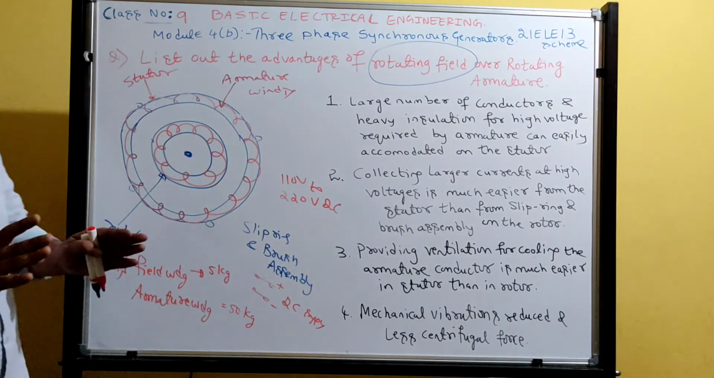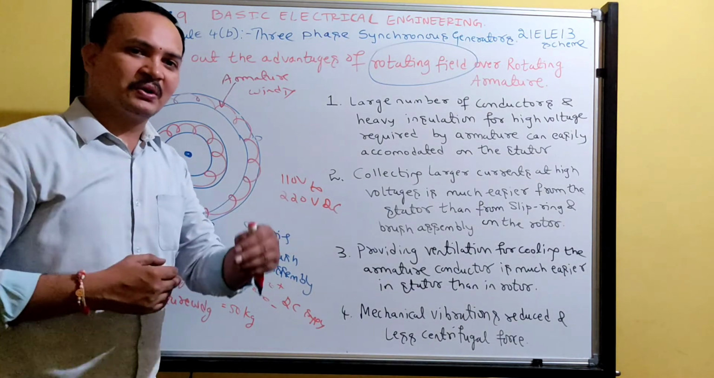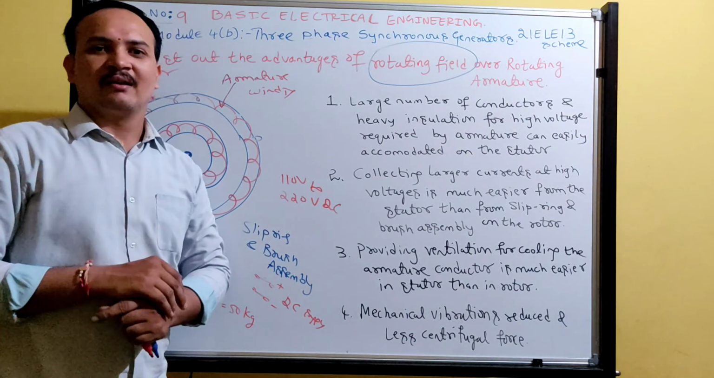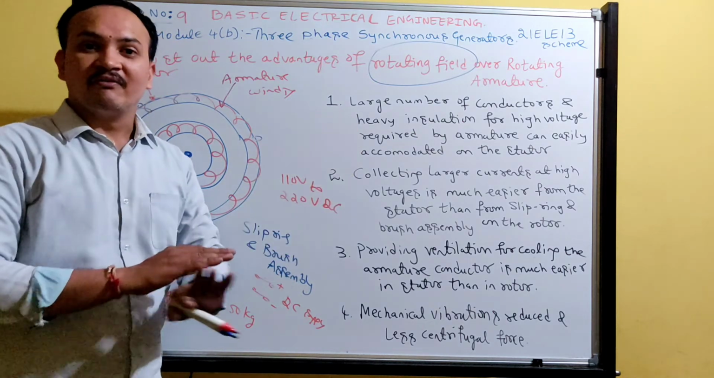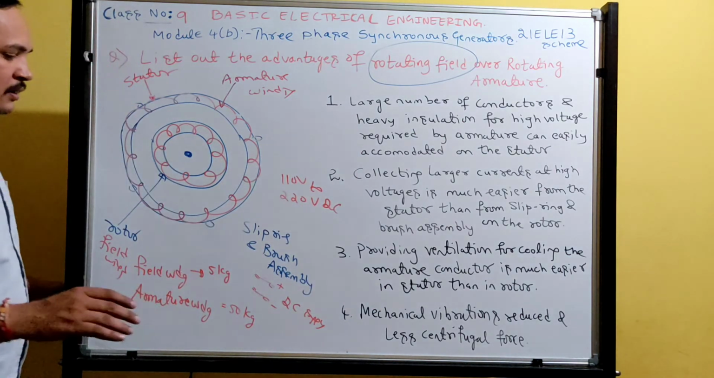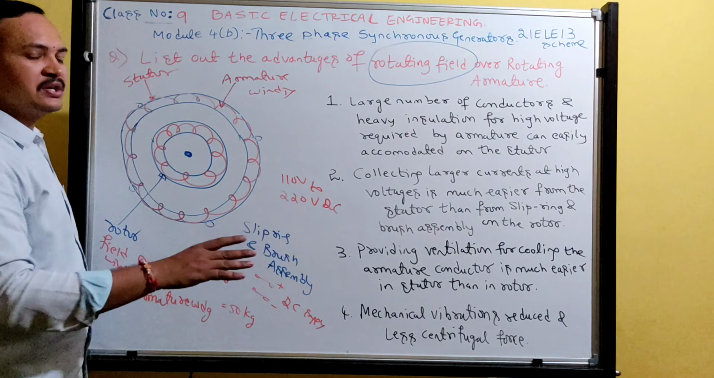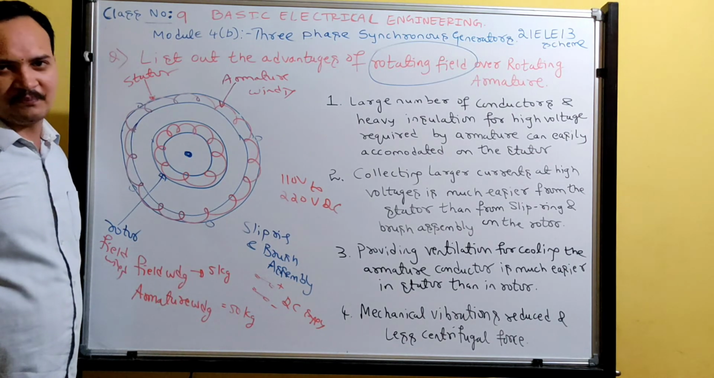After deriving the EMF equation is finished, then we are going to do problems on the alternator. By that, module 4 is finished. Remaining 2 to 3 lectures we are going to finish module 4.